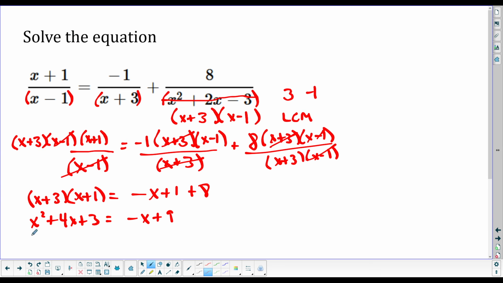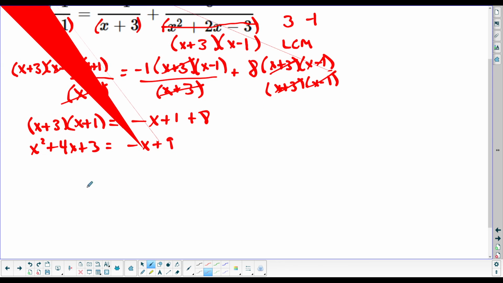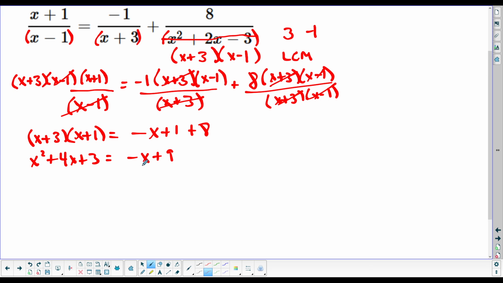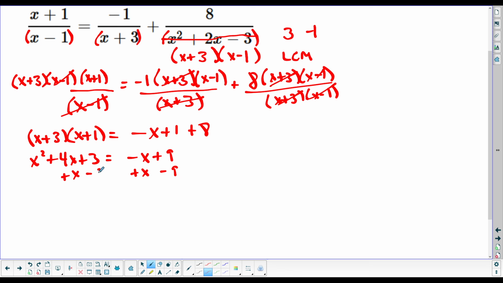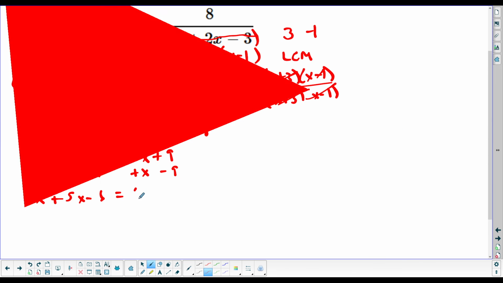Okay, now here I have a quadratic trinomial. To solve that, I'm going to make it equal to 0. So I'm going to scroll down here a little bit, and I'm going to add x to both sides and subtract 9 from both sides. And so here I have x squared plus 5x minus 6 is equal to 0.